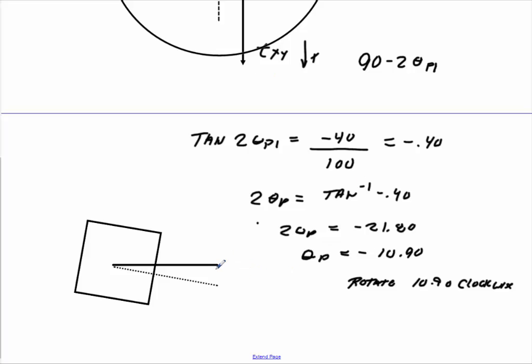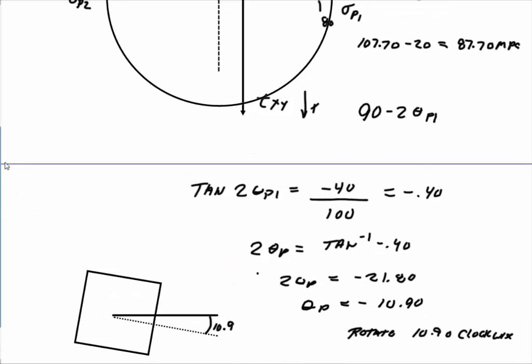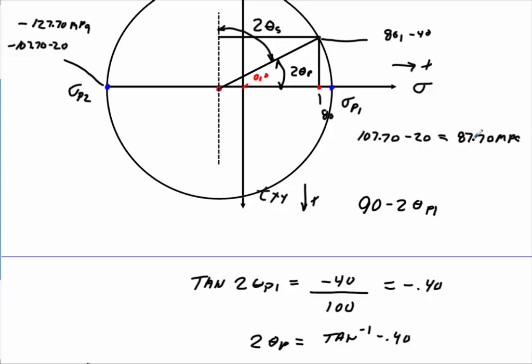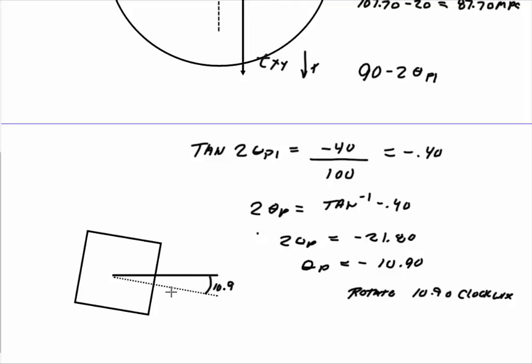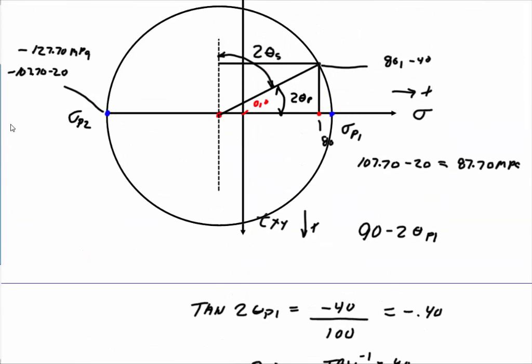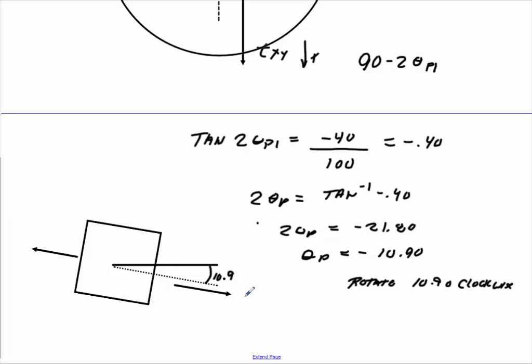And this angle here would be 10.9. Now I can apply my principal stresses. I go back to P1, we had 87.7. You notice that is positive, so we'll draw this one coming out. Oops, let me get a vector, sorry. Coming out this way. You draw one back out this way. Again, those values are going to be 87.7 megapascals. We have the same thing over here.